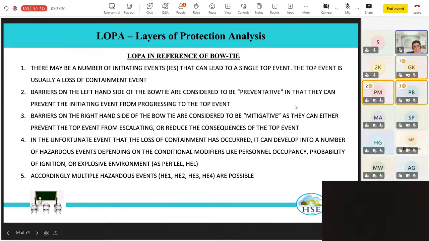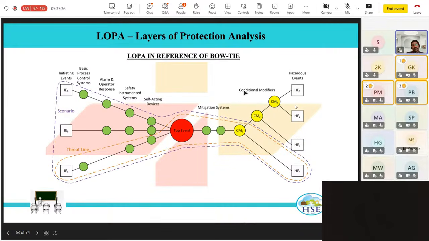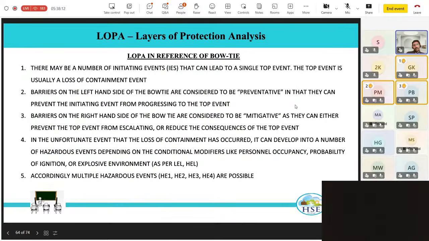Okay. Next, accordingly, multiple hazard events are possible. Again, there could be multiple hazard events. It could be only a release of a gas, or an explosive mixture that is formed, or a fireball or a flash fire, or a gas release like an ammonia release causing asphyxiation to the downstream community. Based on the conditional modifiers, that ammonia leak may not lead to ignition because it is not within the explosive range, but it can definitely lead to asphyxiation. So those different events are based on the conditional modifiers. Fine, I think that explains the bow tie part of it.